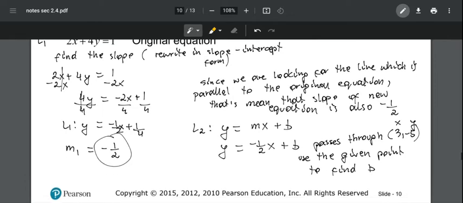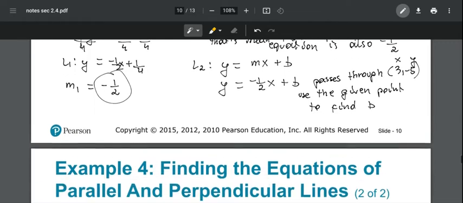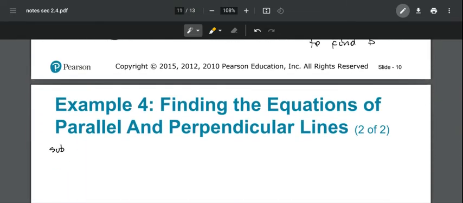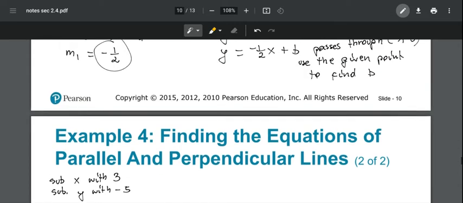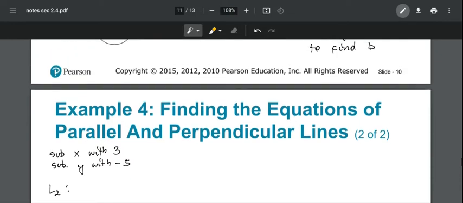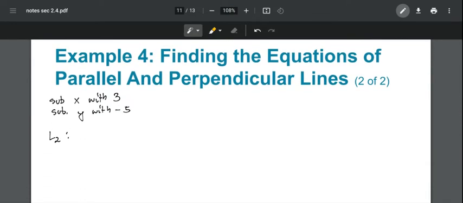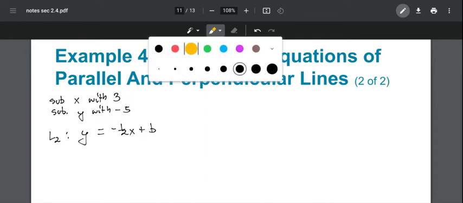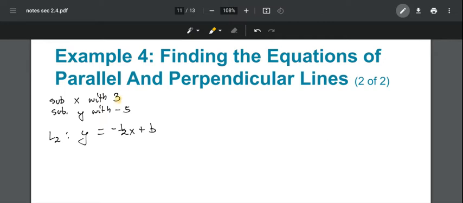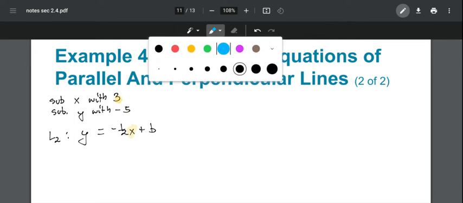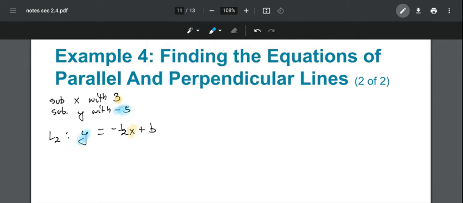So we're going to substitute. We're going to replace x with 3 and y with negative 5. So substitute x with the x coordinate of the given point, which is 3, and substitute y with the y coordinate of the given point, which is negative 5. So we have our equation of line 2, y equal negative 1/2 x plus b. We're going to do the substitution. We're replacing x with 3. And we're going to replace y with negative 5. Okay.